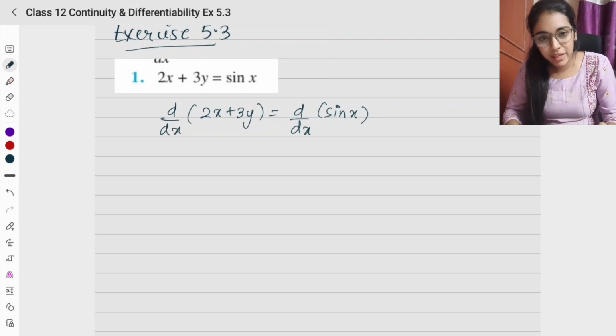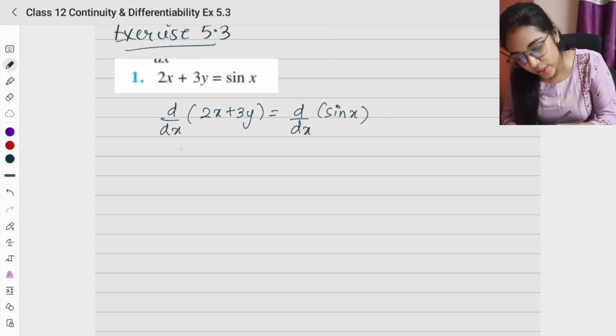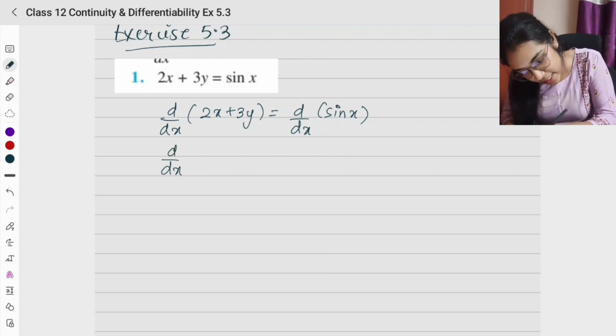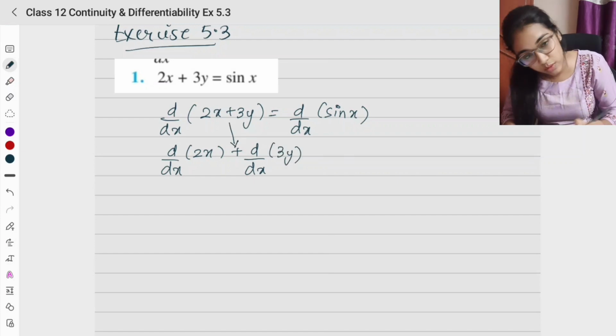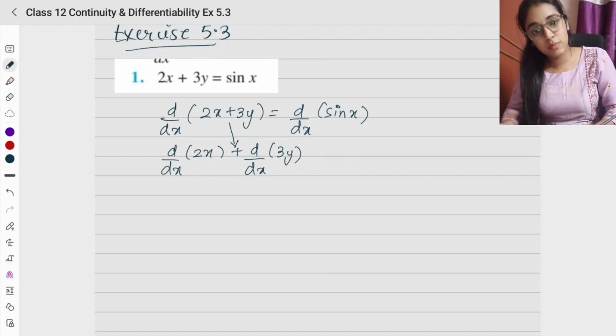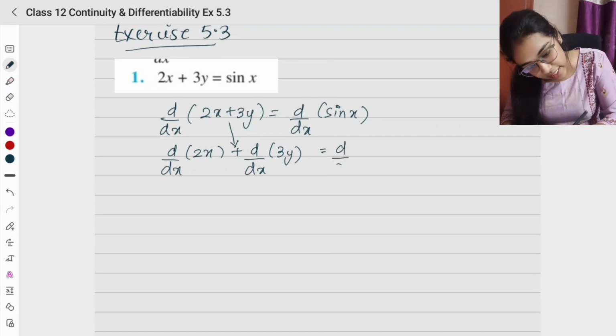Okay, now d by dx of 2x plus 3y. So in that I'm going to differentiate each and every term. So it is going to be d by dx of 2x plus d by dx of 3y, in the plus, in the plus. Whenever you have plus or minus, please don't miss out the sign. Is equal to d by dx of sin x.